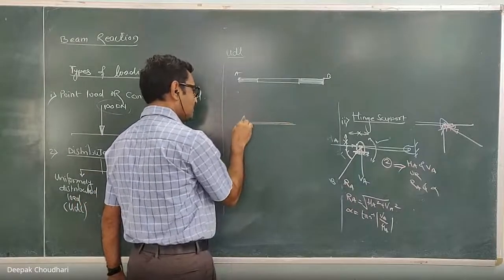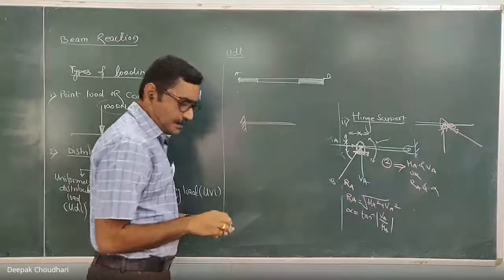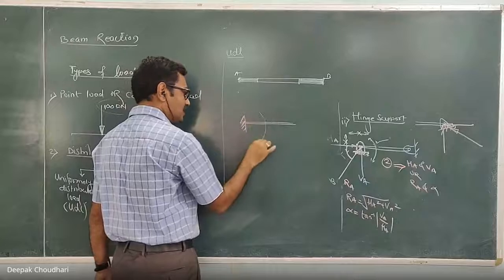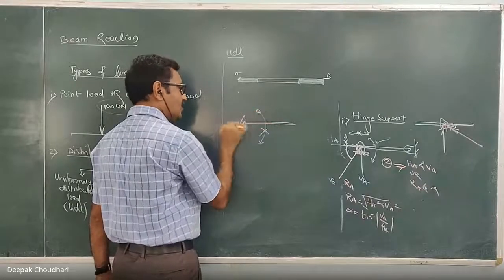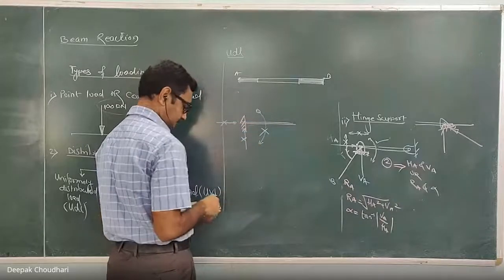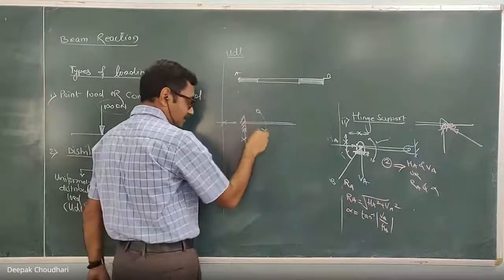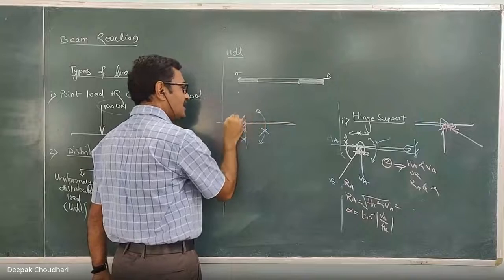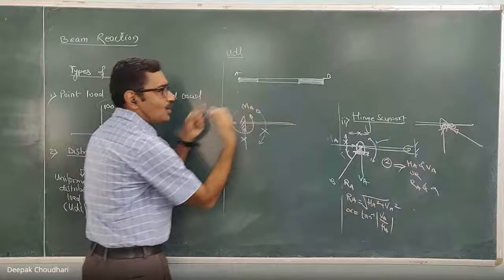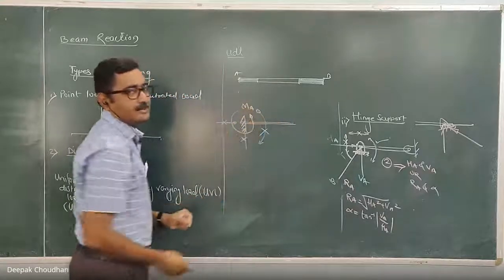Here, this is the fixed support. At the fixed support, there are three unknowns. Now, what happens at the fixed support? Rotational motion is restricted, horizontal motion is restricted, and vertical motion is restricted. Since rotational motion is restricted, reaction shall be a moment. So this is a reactive moment exerted by the support on the beam to hold it in equilibrium.